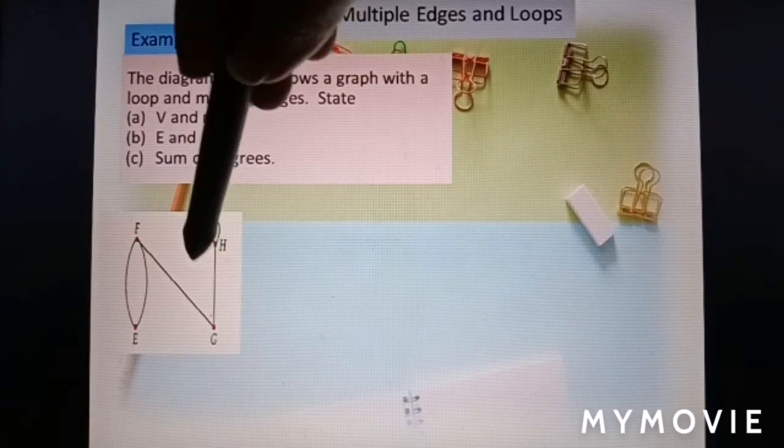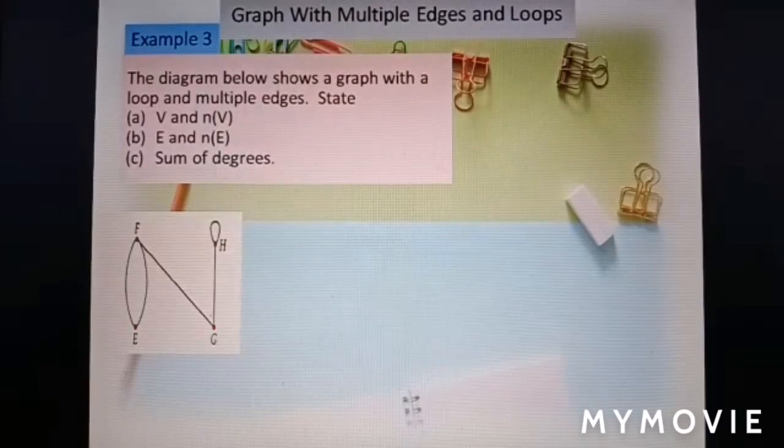What is loops? This is a loop. Loop involves one vertex only. The edge is in form of an arc that start and end at the same vertex. Each loop adds 2 to the degree.